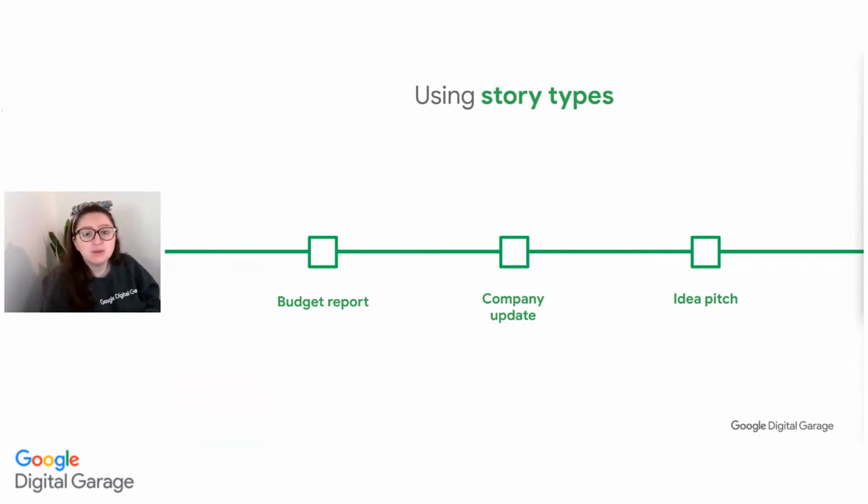Well, there's a couple of things we could do. We could use a failure and success story for our budget report, because we can start to categorize the information. This is what we've done well. This is what we haven't done so well. And this is how we can move forward with what we know.